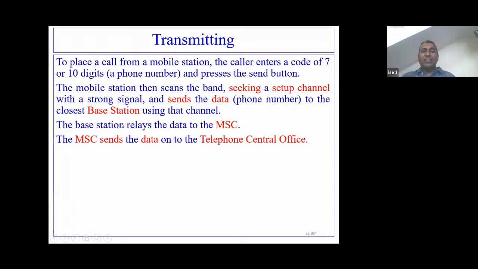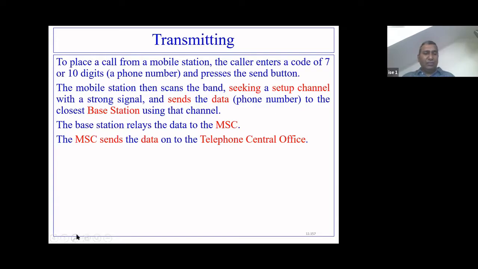Now the request to connect to the 10 digit mobile number that you typed, and want to get connected to, will be sent as a signal from the mobile station to the base station.